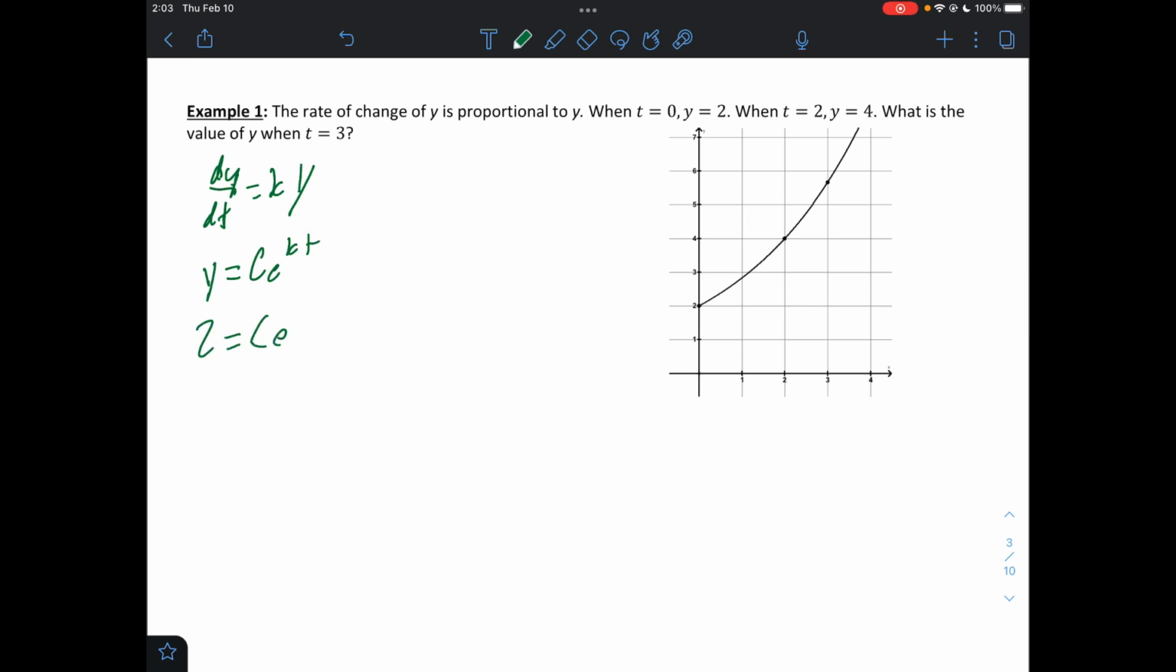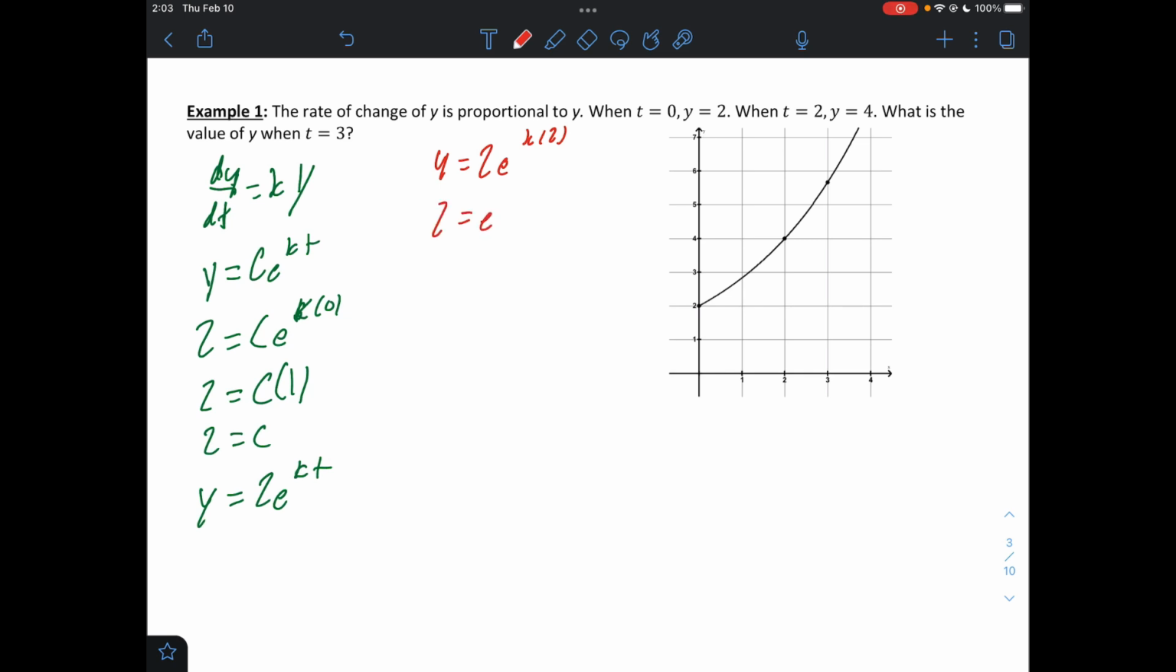2 equals ce to the k times 0. E to the 0 is just 1, so 2 equals c. So my equation now is y equals 2e to the kt. Now we can use this point to find our k value. So 4 equals 2e to the k times 2.